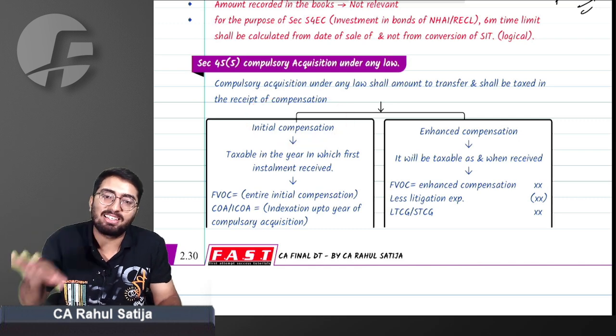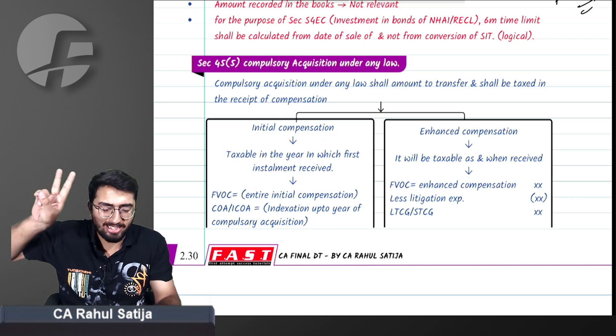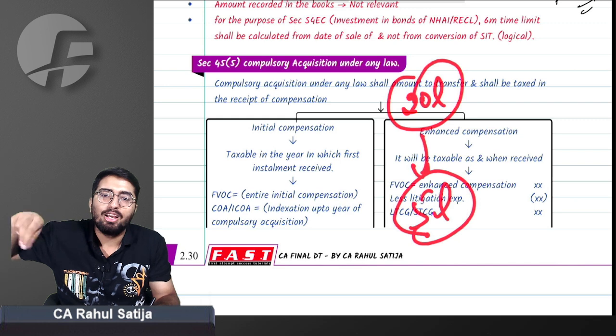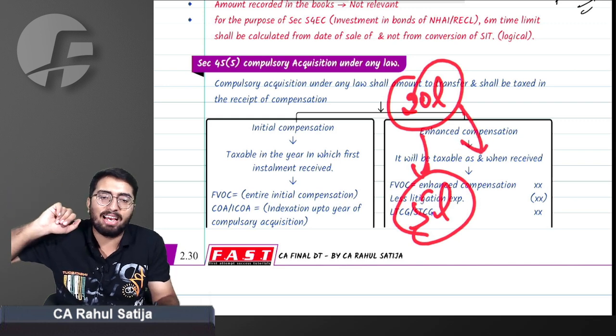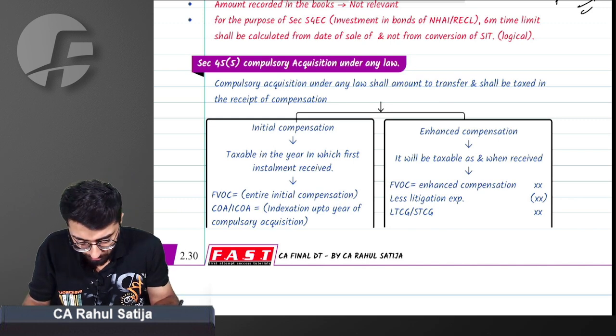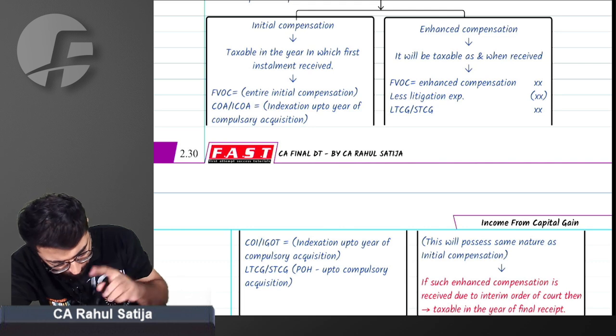Initial compensation shall be taxable in the year in which the first installment is received. For example, I was awarded 20 lakh compensation, out of which the first 5 lakh is received in the first year itself. So this whole 20 lakh will be taxable in the year in which 5 lakhs are received. What will be the full value of consideration? Let us consider this with an example.